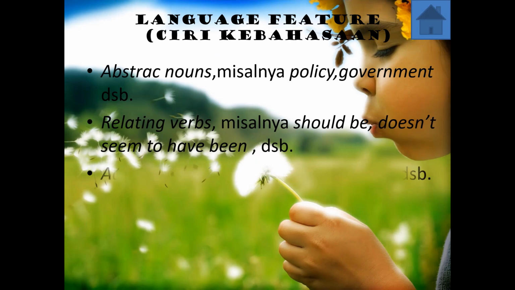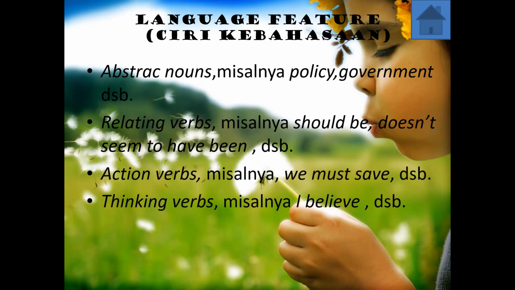Students, there are some language features in hortatory exposition text, like abstract nouns, misalnya policy, government. Abstract noun adalah kata benda yang abstrak. Kata benda yang abstrak itu seperti policy. Policy itu adalah peraturan. Government, pemerintah. Relating verb, misalnya should be, doesn't, seem to have been.